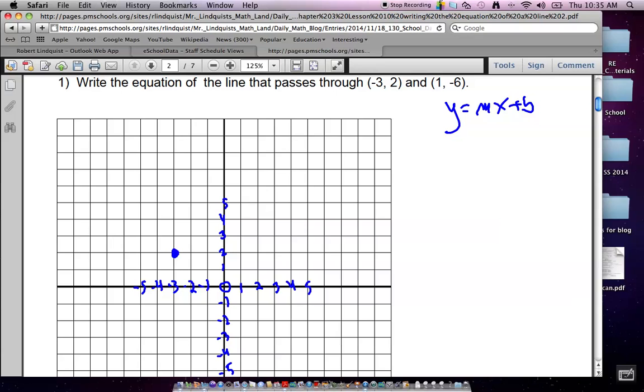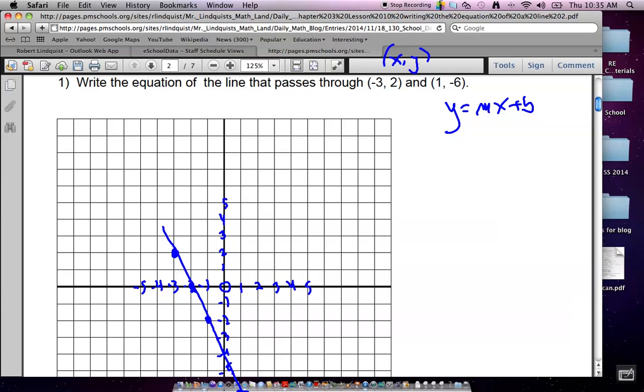There's negative 3, 2. Remember, any point is always x, y. The x is negative 3. Here's where the x is negative 3, and the y is 2. And 1, negative 6. So here's 1. Oh boy, negative 6 all the way down here. Okay, so I got to draw a line that goes right through there. All right, so it looks to me like I'm going down 2 over 1.